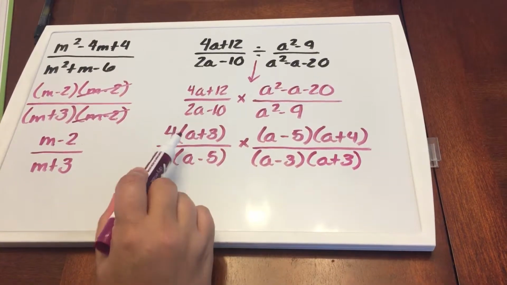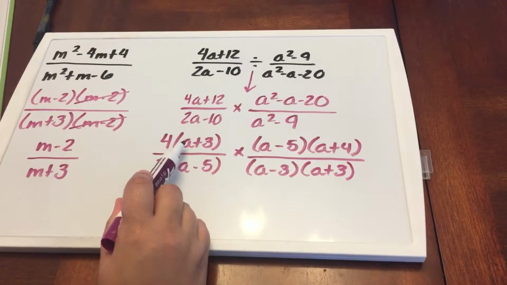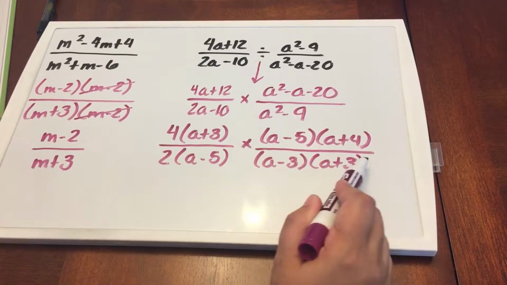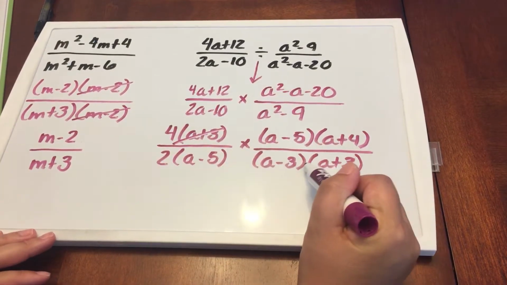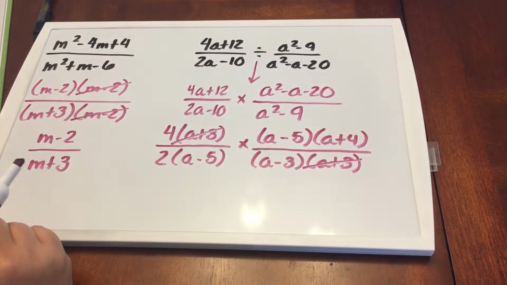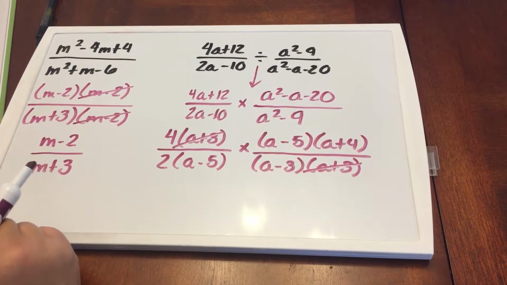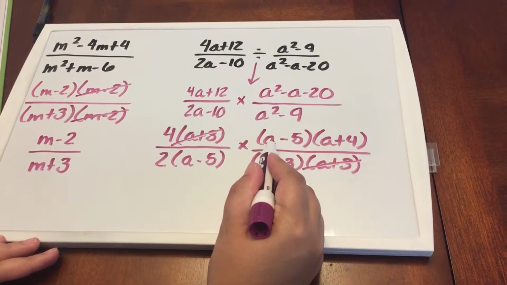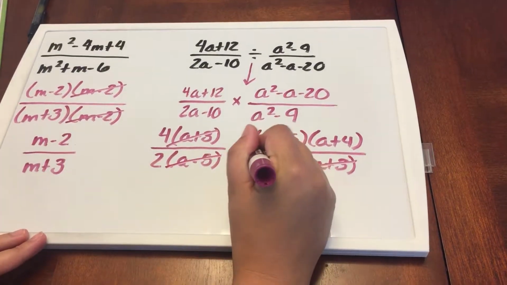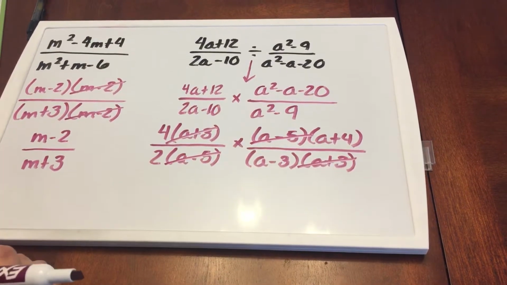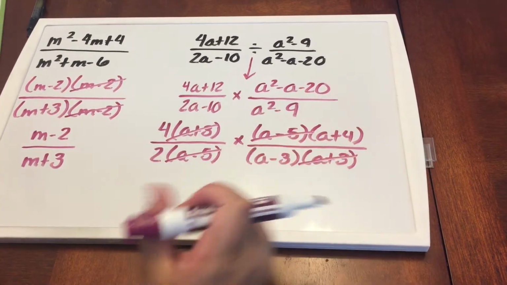So what I'm going to do is look, and I have an a plus 3 here in the numerator. Look down in this denominator all the way across, and I see that I have another a plus 3 in the denominator. So that's going to make 1 in the division. And then I have an a minus 5 in the numerator, and then down here I have an a minus 5. So pretty much all of my binomials are simplified.